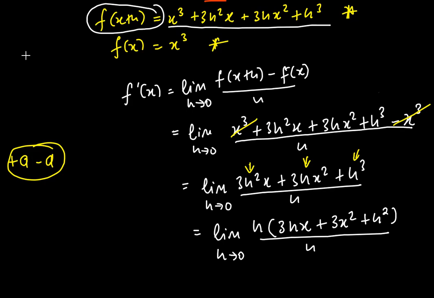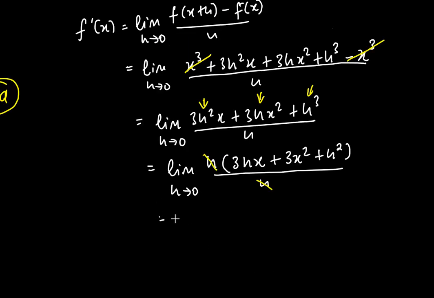Then what are we going to do? This will cancel that. Then when they cancel, it means we are left with the limit of 3hx plus 3x squared plus h squared, as h approaches 0. Now that we no longer have a fraction, we can substitute h as 0. So this part here, we're going to substitute h as 0.